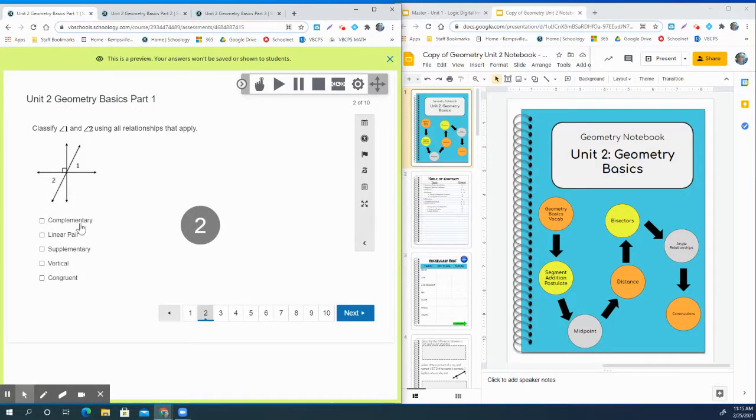So with this one, you want to look at all that vocabulary in that Unit 2 folder, right? These are opposite each other. So what do I have to check on this list since they're opposite each other? Vertical, 100%. So I've got a line here and a line here that intersect, and these two angles are 100% going to be vertical. Because they're vertical, what else are they? Congruent. Absolutely. Those are the two that you check on that one.